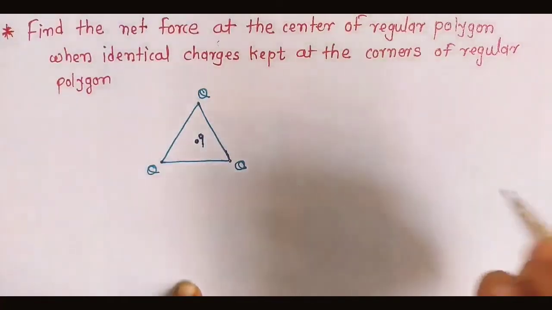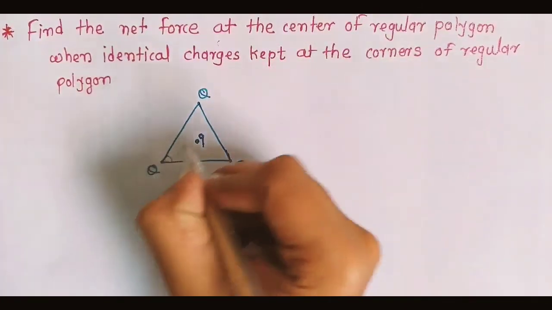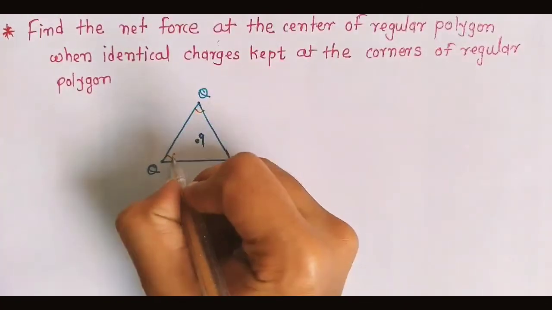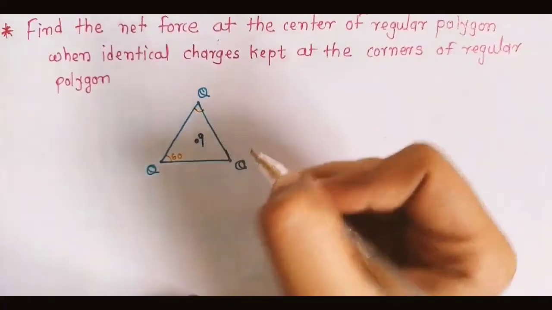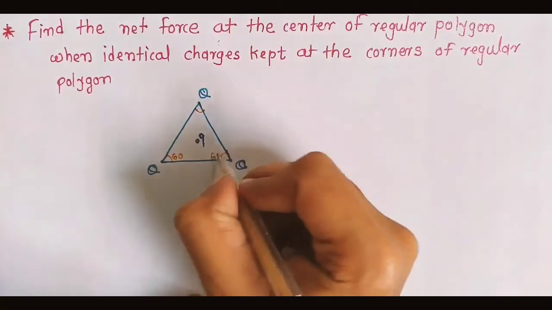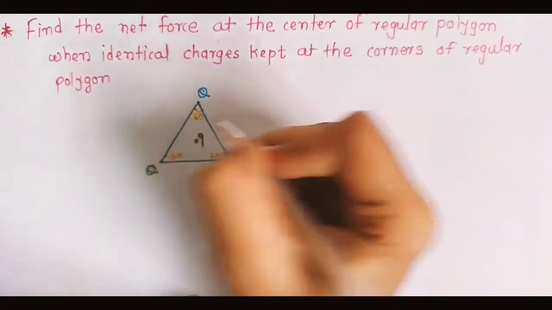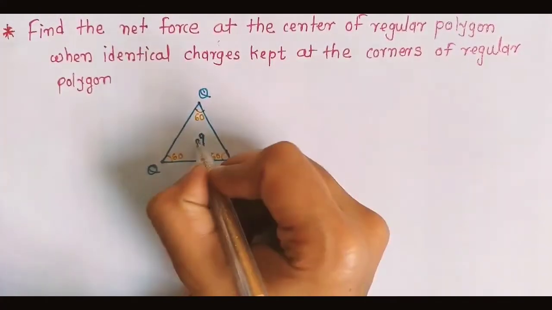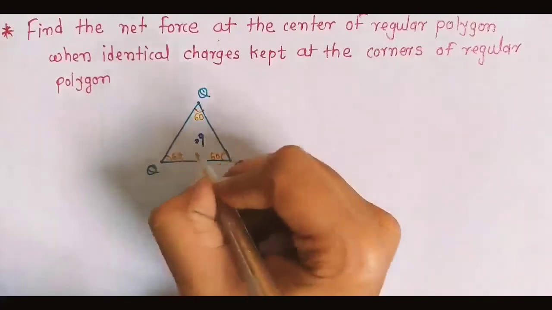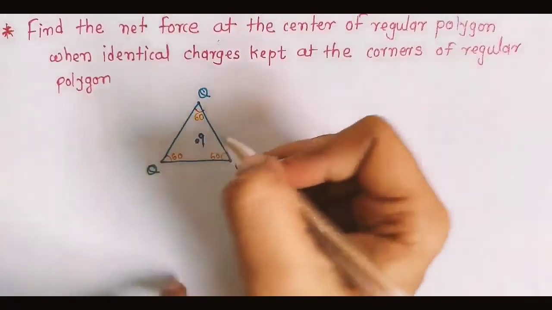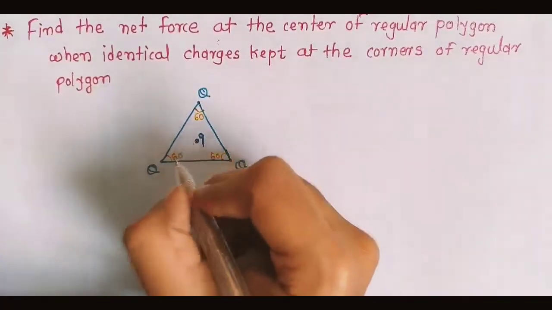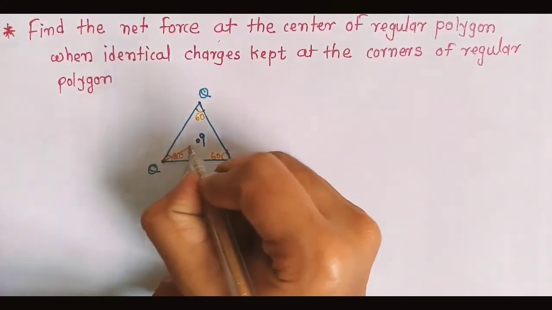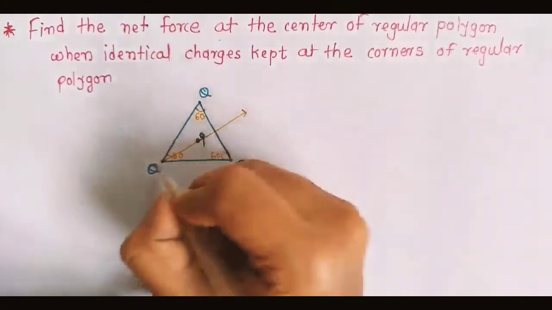This is an equilateral triangle, that's why each angle is 60 degrees. This is 60, this is 60, this is also 60 degrees. Okay, so we have to find the net force on this charge. First we find it due to this charge. Both are positive, so both repel each other.